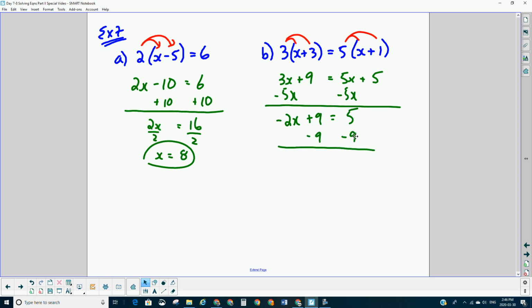Subtracting 9 from both sides. Again, 5 minus 9 gets us cold into negative 4. And then this time I don't just divide by 2 as I did in this question. I have to divide by the negative 2. And a negative 4 divided by a negative 2 gets me a positive 2.